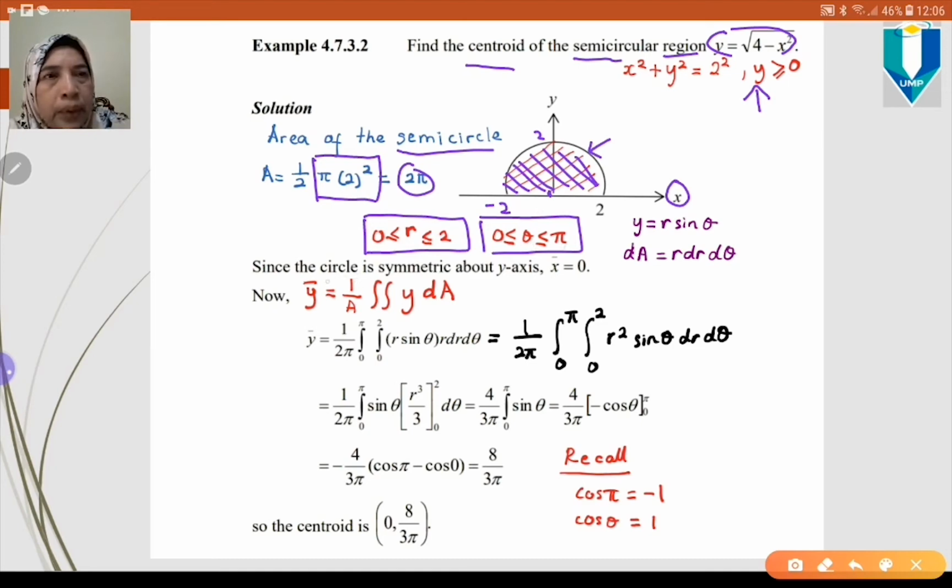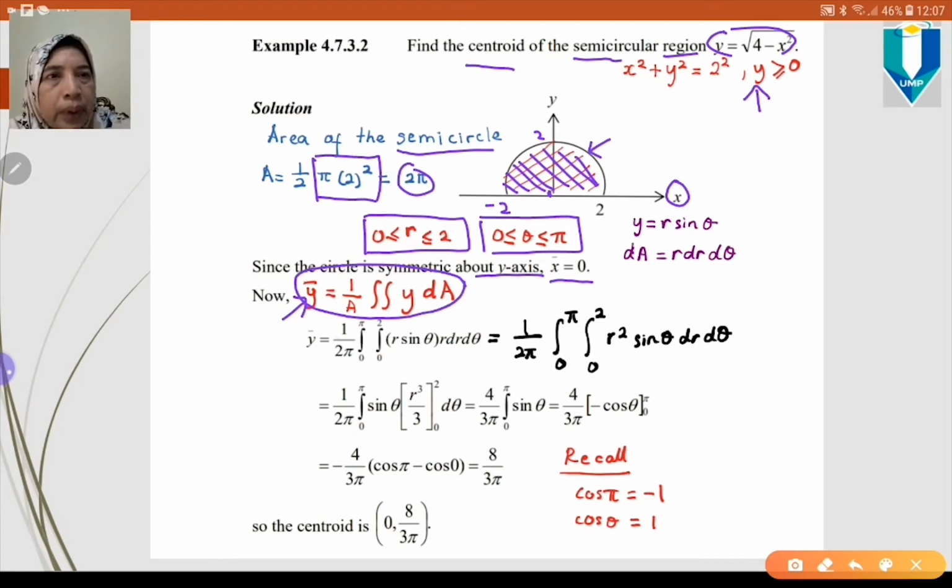You notice that this semicircle is symmetrical about the y-axis. So basically x bar is 0. So you need to find what y bar is. So y bar by formula is 1 over A times the double integral of y dA. This is the formula that we have learned before.